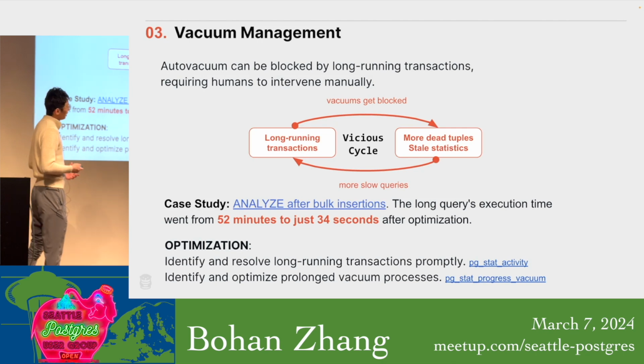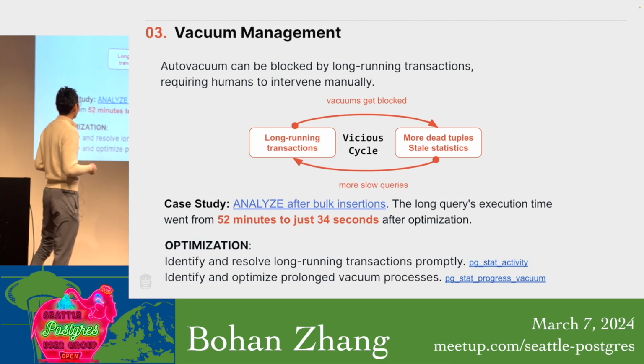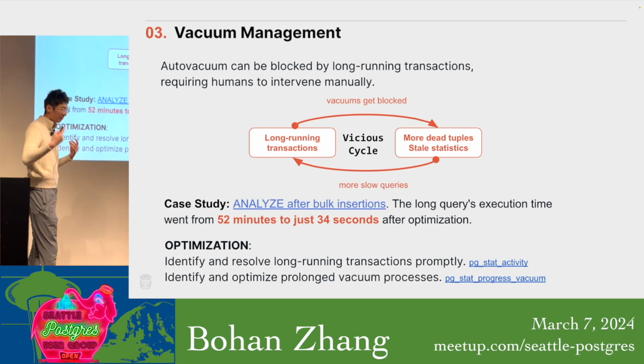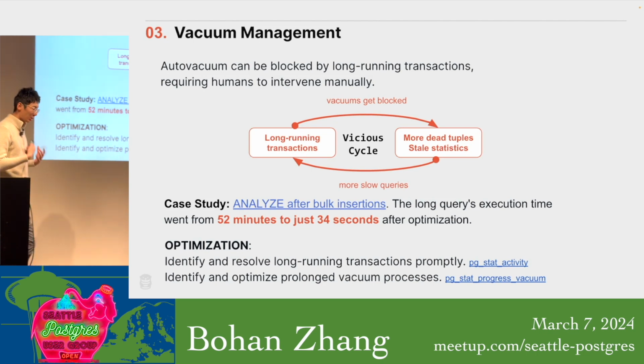We should also use statistics to identify long vacuum processes. For example, if the vacuum takes too long to finish, you need to identify the process and try to optimize it.